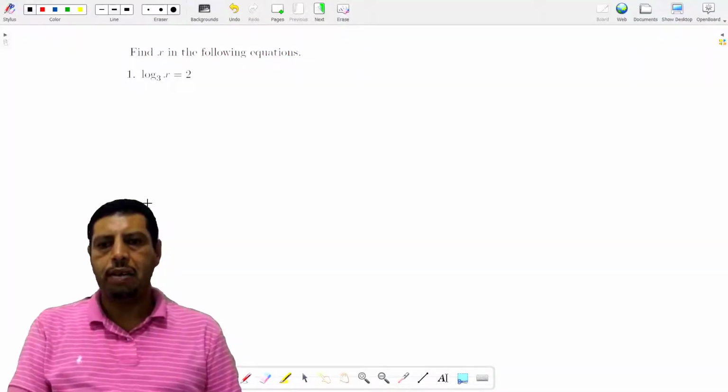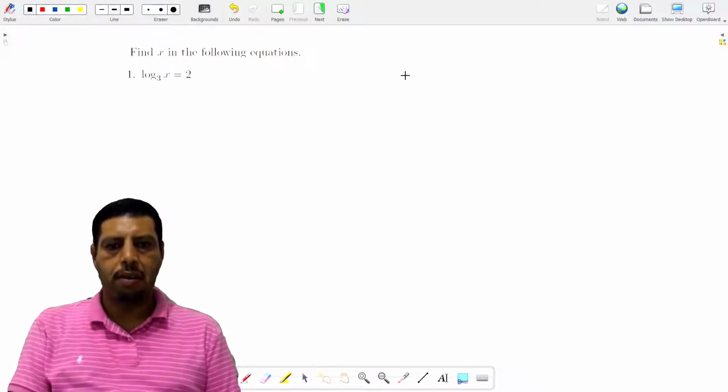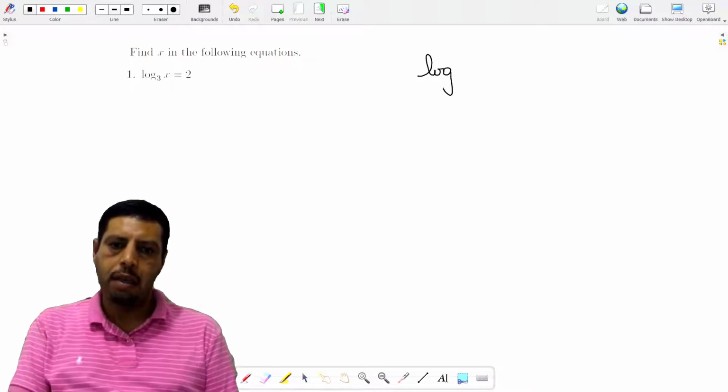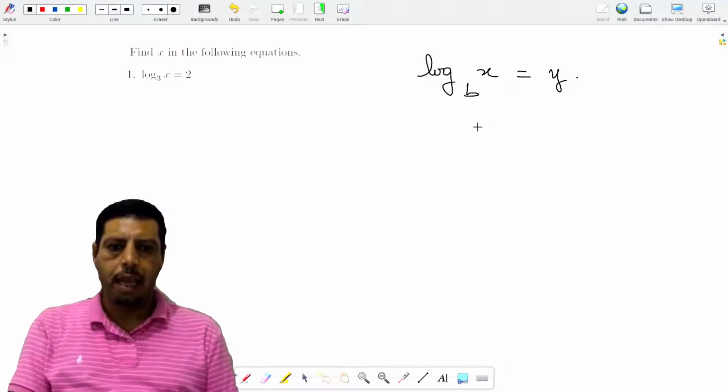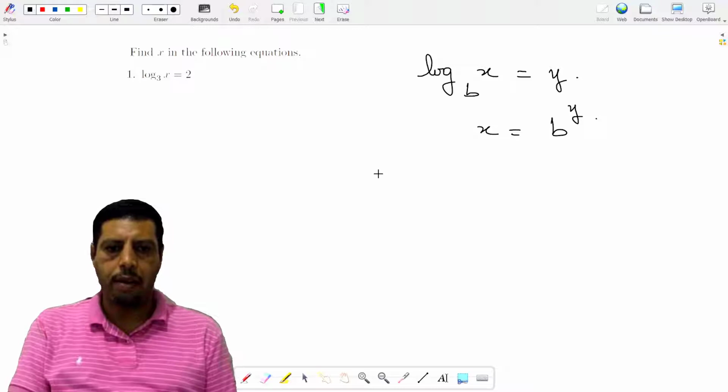Welcome to this new activity, which is about logarithmic and exponential equations. Here we have to find x in each equation, but to start with the first one, let me make a quick reminder on this property. If you have, guys, log base b of x equals y, then x is equal to b to the power of y, okay?